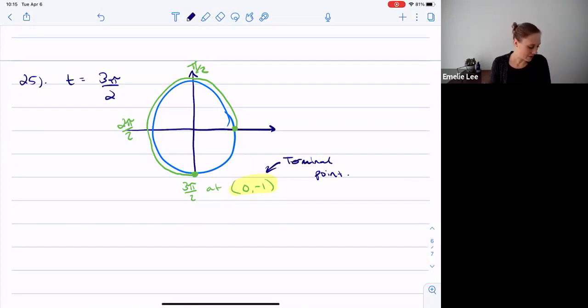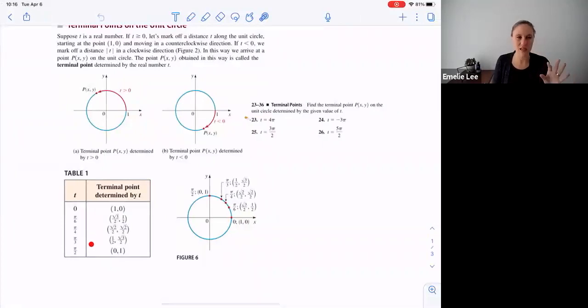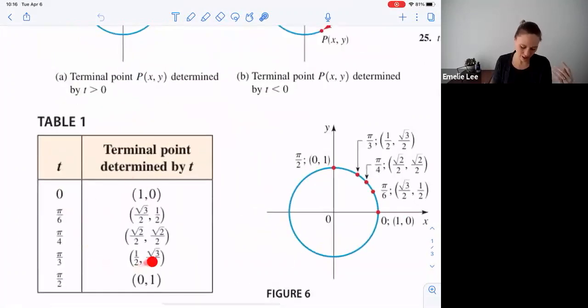We also have on the handout a table. It depends on if you like the circle visualization or if you just want to flat out memorize these things. I actually like the circle visualization, so I'm not gonna bring in the table, but it is here in case you want it. Again, it's just the points that we were talking about earlier, these terminal points, because it's where we end up if we go each of these distances.